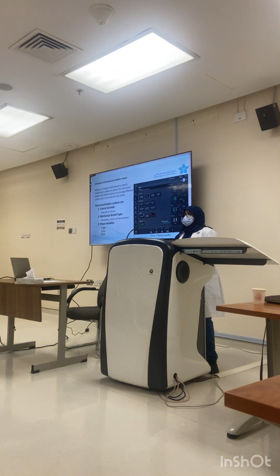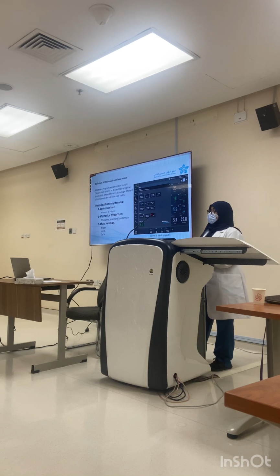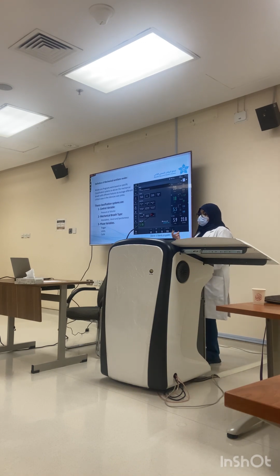Okay, so starting with defining mechanical modes. What are the mechanical modes? So the mechanical modes are basically programs that are designed and programmed in the ventilator machine to do what? To do a function or delivery for the mechanical breath. And these modes are different from each other to manage different critical cases in the intensive care units.